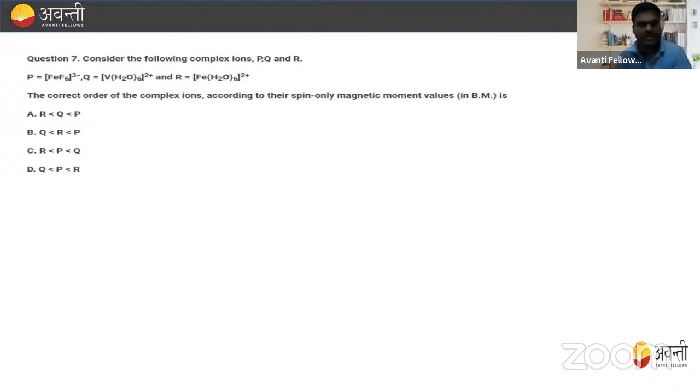Now, this question is also very, very important. Consider the following complex ions P, Q, and R. P is equal to [FeF6], and Q is equal to this, and R is equal to this. What is the correct order of the complex ions according to the spin-only magnetic moment? So again, you have to calculate the spin magnetic moment.